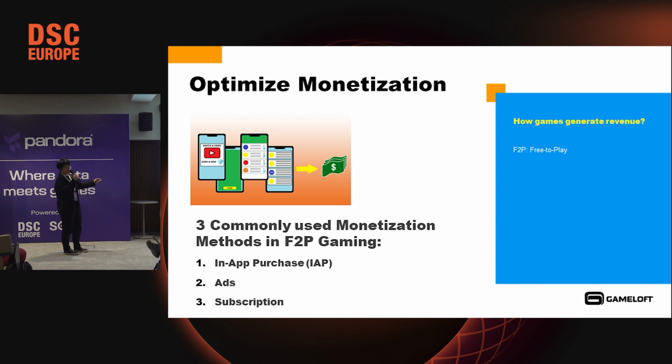But those are the 3 models. Either you can buy something in the game, which is called in-app purchase (IAP), or you watch ads. Every time you watch ads, we earn some money. Or you subscribe. As long as you subscribe, the most popular example would be World of Warcraft, you pay. Once you stop, you cannot play anymore.